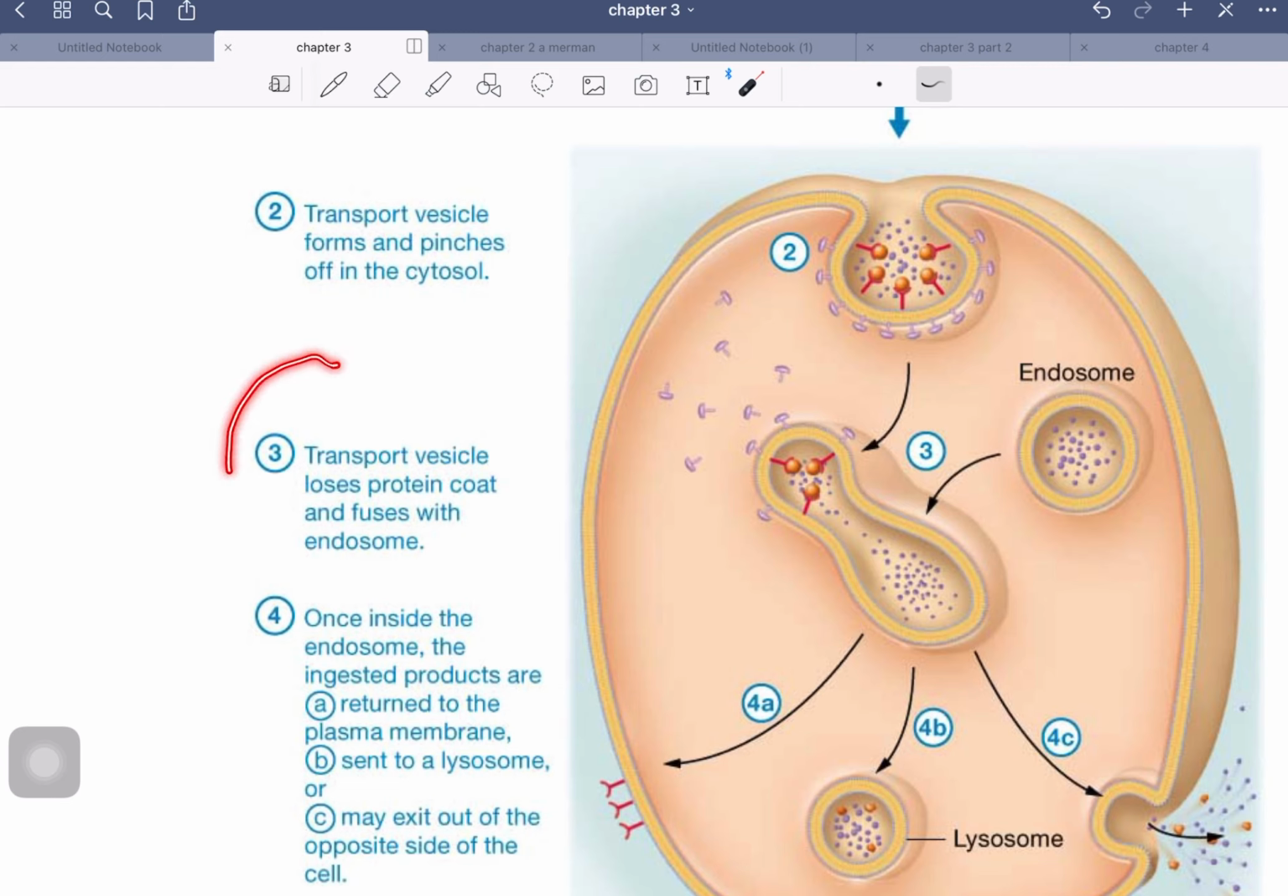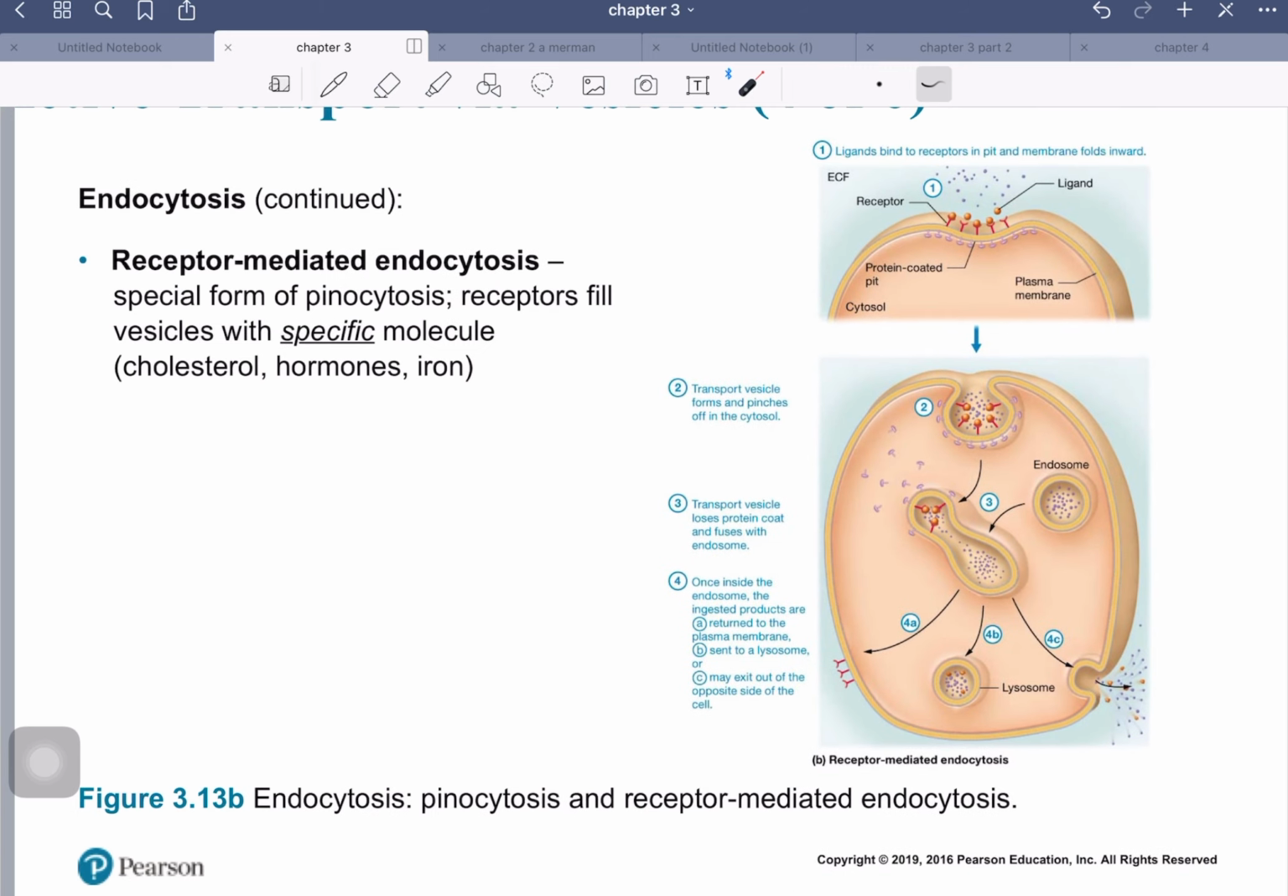Okay, so the transport vesicle loses its protein coat. It fuses with an endosome. It's in there. And once inside, what can happen? Well, once inside the endosome, here are some of the common fates for the ingested products. They can be returned to the plasma membrane, sent to a lysosome, or they may exit out the other side. Okay, so those are three types of endocytosis.